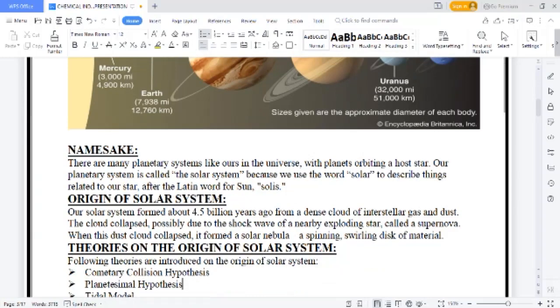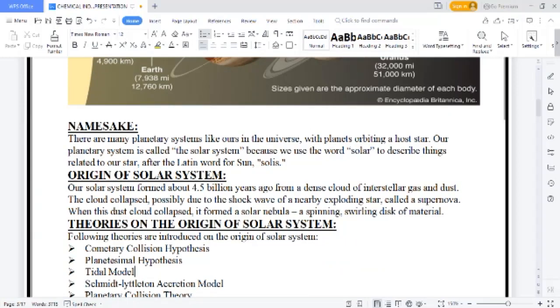Then next is origin of solar system. Our solar system formed about 4.5 billion years ago from a dense cloud of interstellar gases and dust. The cloud collapsed possibly due to the shock wave of a nearby exploding star, which is called supernova. And when this dust cloud collapsed, it formed a solar nebula, which is a spinning, swirling disk of material.